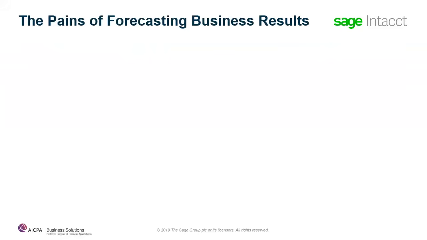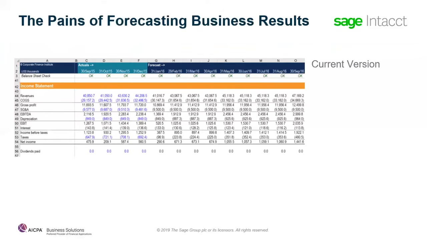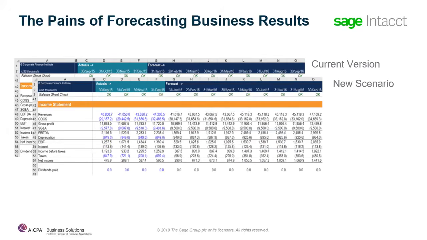So what are the pains companies experience when it comes to forecasting? Well, at Sage Intacct, we've noticed that finance teams experience pains when they try to use spreadsheets for this. And it often looks something like this, where there's a combination of actual results and forecast numbers. And these forecast numbers can be calculated values based on formulas or models, values linked to other spreadsheets, or values that might have been entered by hand.